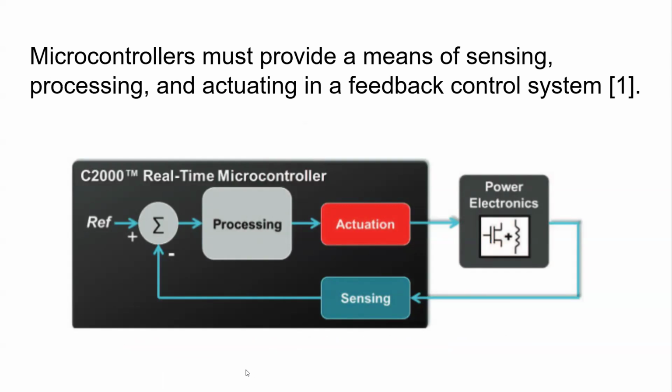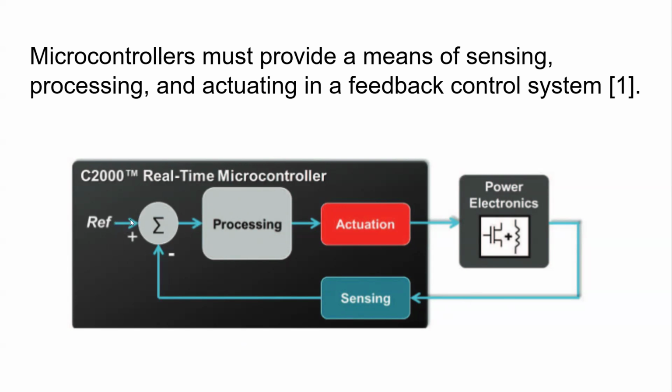So microcontrollers provide a means of sensing, processing, and actuating in feedback control systems. Presumably some of you have had a course in control theory, but if not, this is just a high-level overview of a feedback system. Typically, we're trying to track some kind of reference. For example, in a DC to DC converter, this could be your target voltage that you want to have on the output. So maybe we're trying to regulate to 5 volts at the output or something.